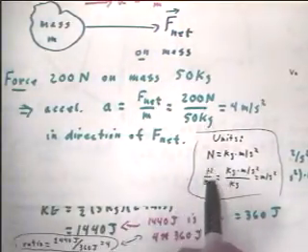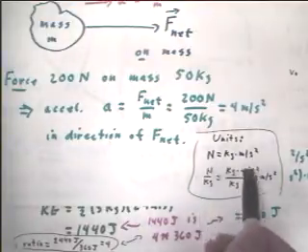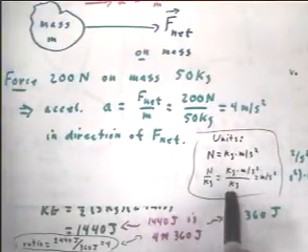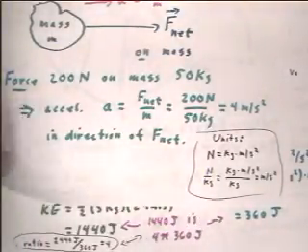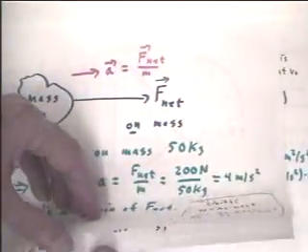If we divide the newton by the kilogram, we have kilogram meters per second squared divided by kilograms, which comes out meters per second squared. And that's how the units work in a situation of this nature.